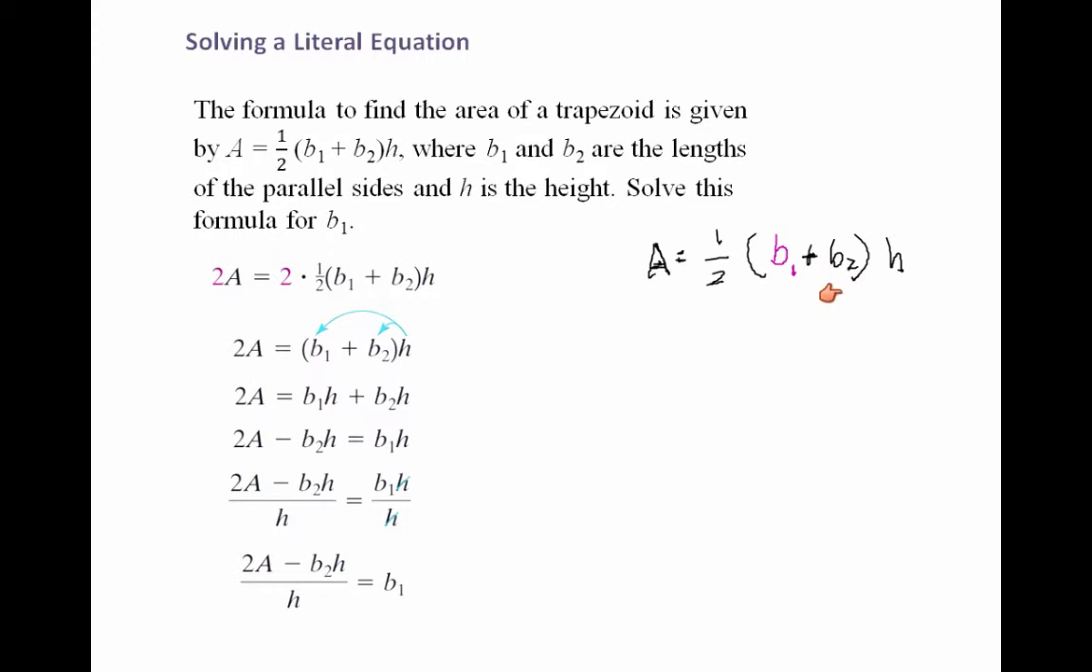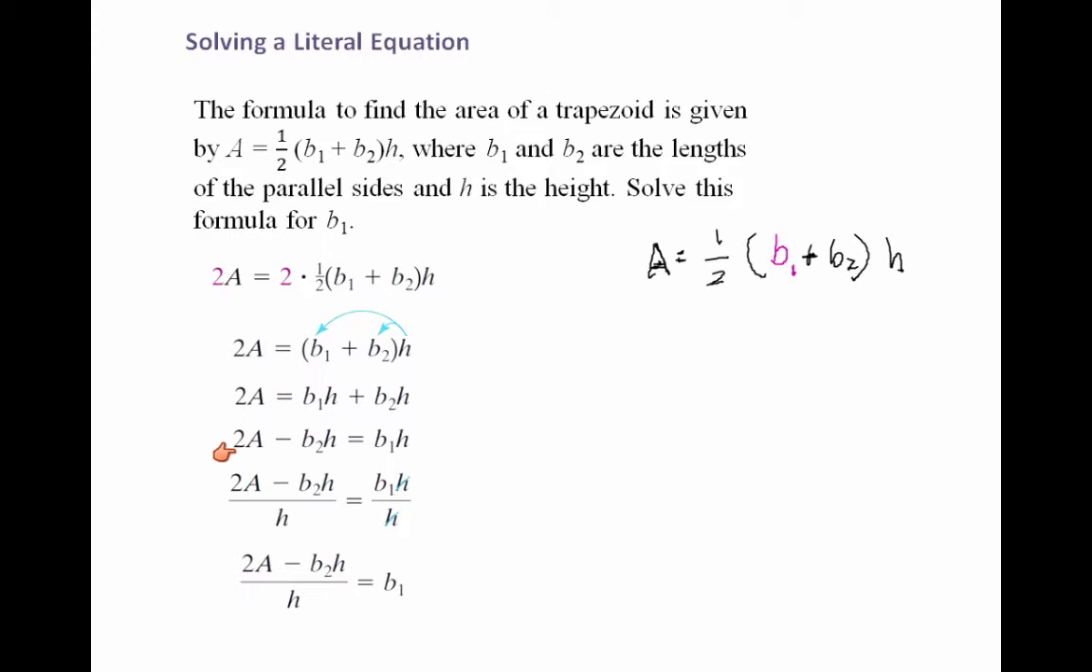Looking at this formula here, all the other variables besides the one in color, we're going to treat like a constant, as if it was a number. So I can either distribute this, or I can eliminate this 1/2 right now by multiplying both sides of the equation by 2. That probably would be the best way to do this. Let's go ahead and multiply both sides of the equation by 2. So you get 2A, and this 1/2 would be turned to 1, and then you get h times b1 plus b2.